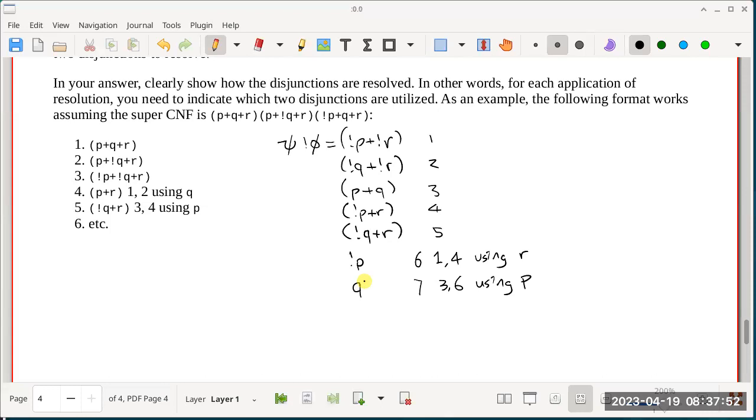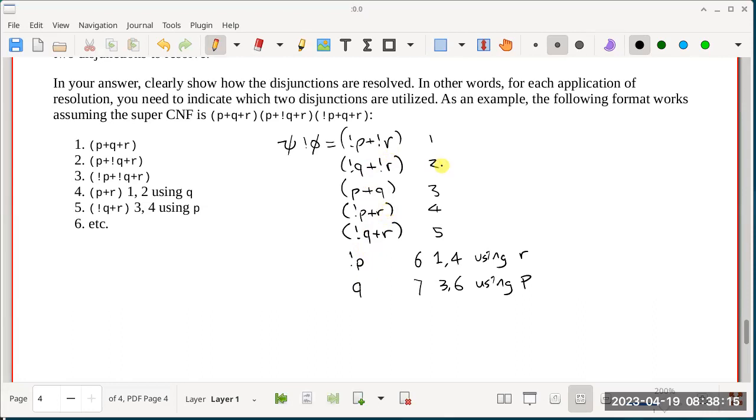Let's see. Yep, I did that correctly. And then the not P is also 1, 4. I'm just double checking to make sure that I did this correctly. All right, so if we can single out P by itself, it would be great. If we can single out not Q, it would be great too.